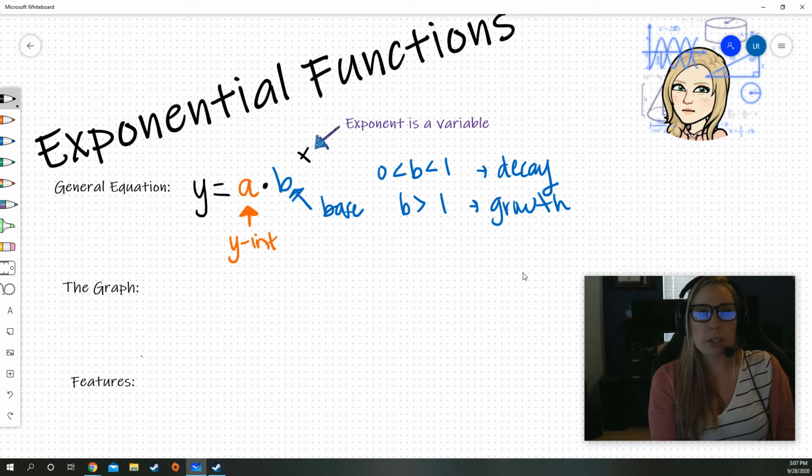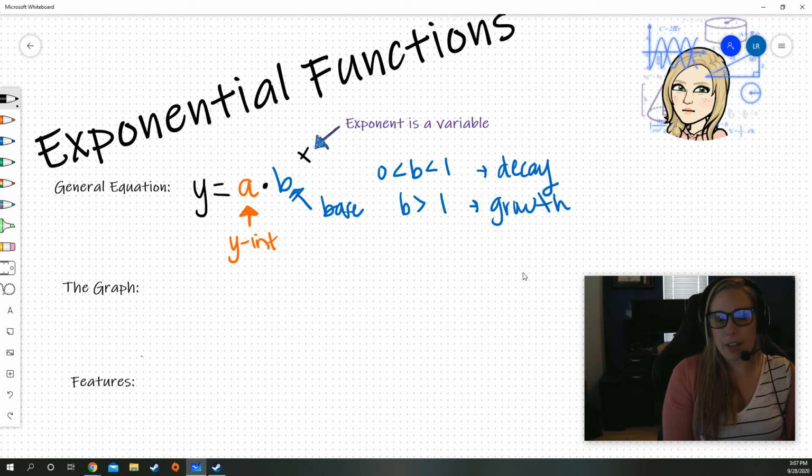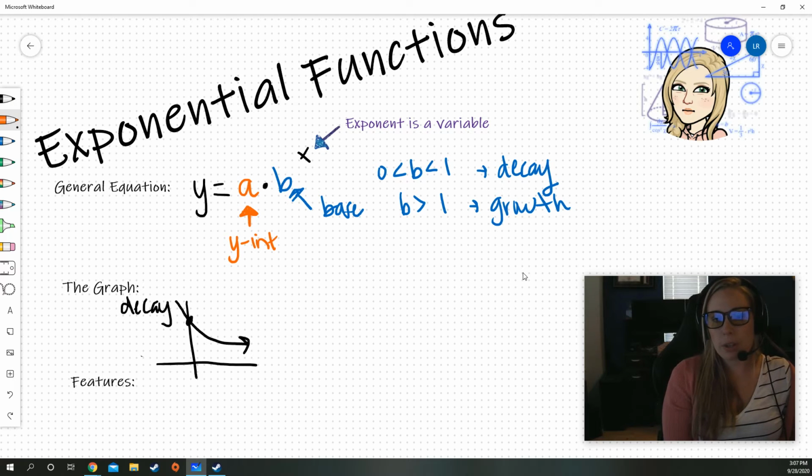Okay, so we're going to look at the decay graph and the growth graph because there's two different ones. So decay, the graph is going to cross the y-axis somewhere, that's our y-intercept, and it will decay. It will get exponentially closer and closer to 0, where 0 is an asymptote. That's an asymptote right there. If this were to be shifted up or down, the asymptote would be shifted up or down.